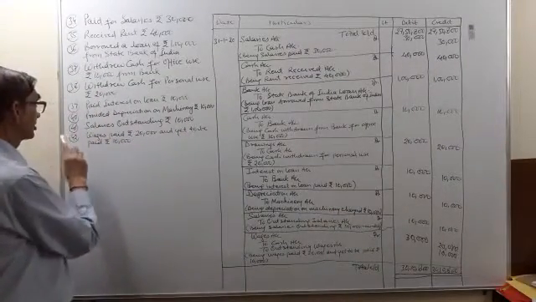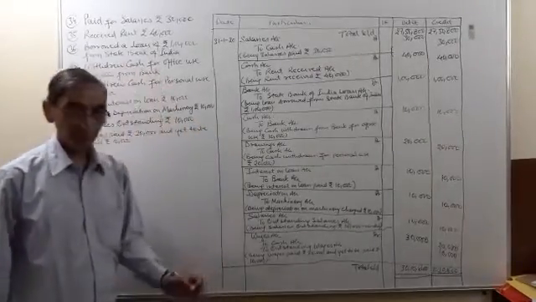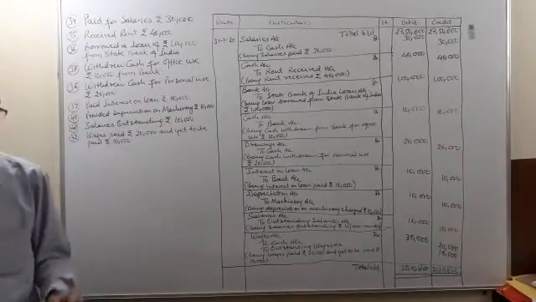Now 40th transaction, provided depreciation on machinery, rupees 10,000. We have provided depreciation on machinery, rupees 10,000.